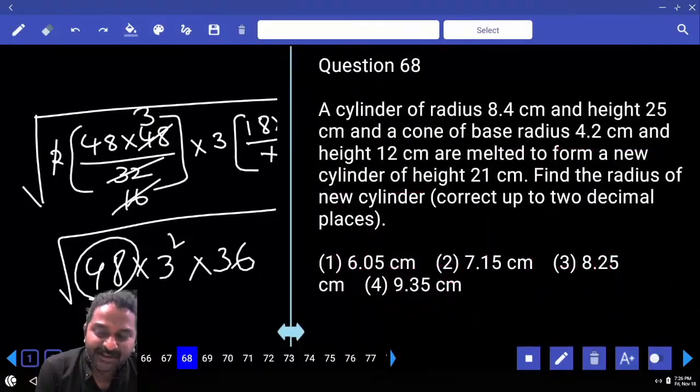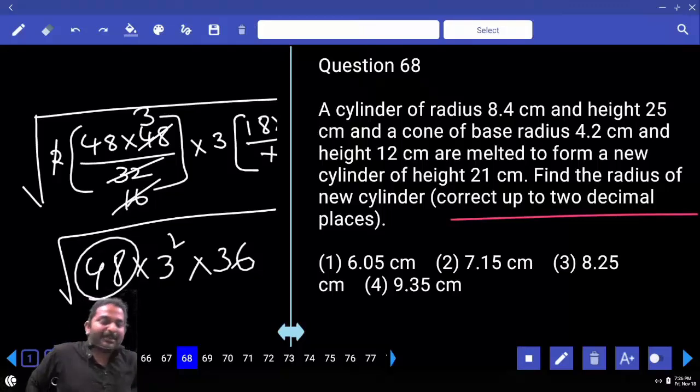A cylinder of radius 8.4 centimeters and height 25 centimeters and a cone of base radius 4.2 centimeters and height 12 centimeters are melted to form a new cylinder of height 21 centimeters. Find the radius of new cylinder. We were asked to calculate radius correct up to 2 decimal places. That means a round figure after 2 decimals.